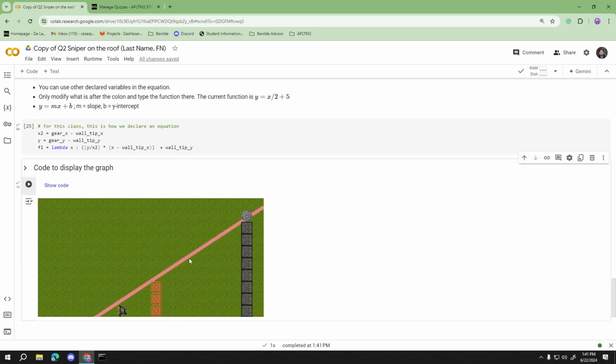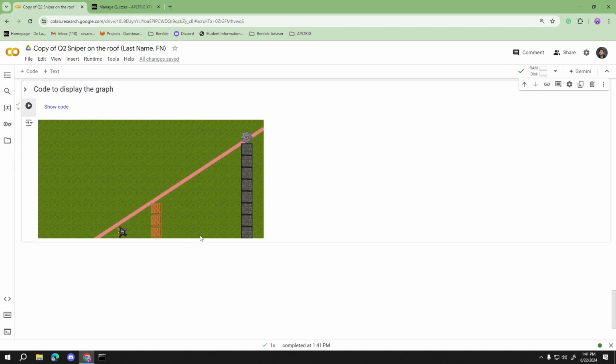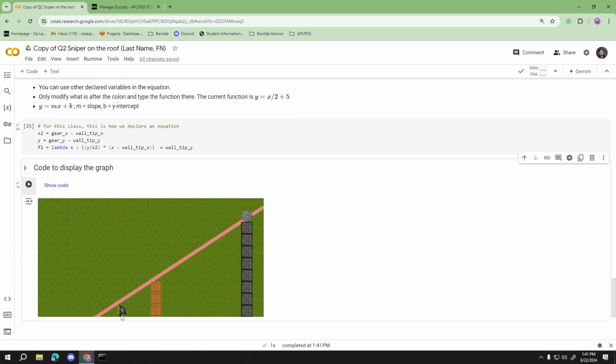So this is our line here. And then this is the imaginary points that we were talking about in question 4, right? So clearly it does not hit. It won't hit the clown's feet. If you move the clown to the left, then of course it would have been hit. Okay?